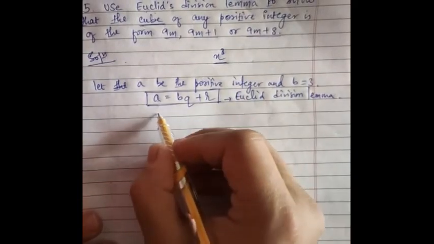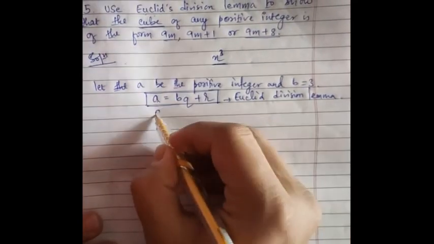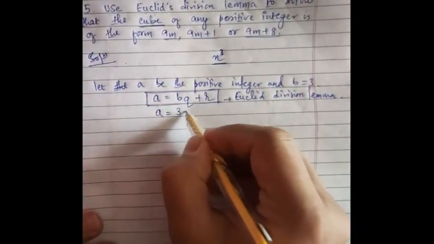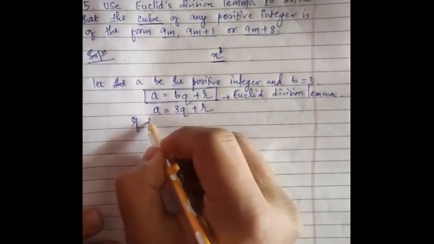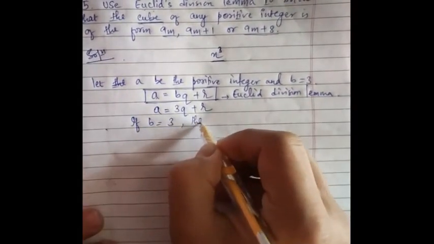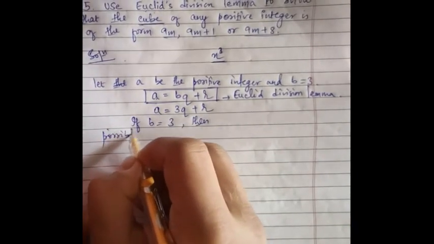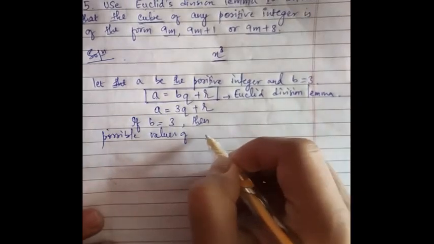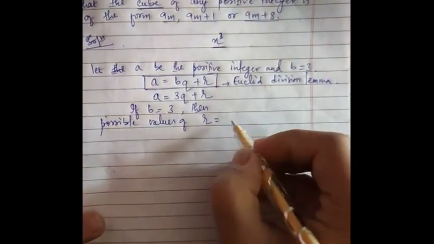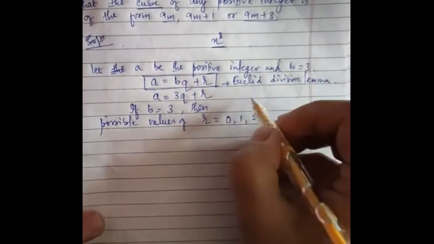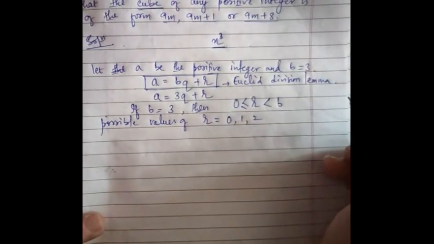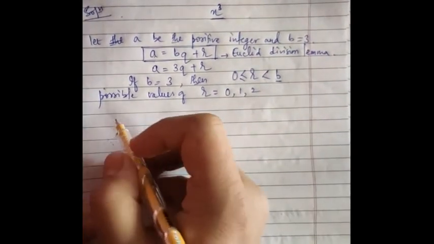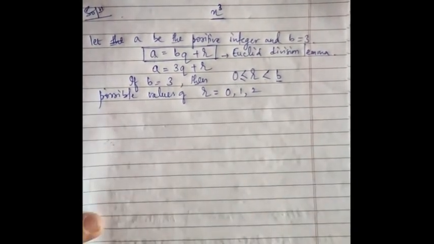Alright, so what they have said is, let a be the positive integer and b be 3. So in case of b we can put here r like this. So if b is equal to 3, then the possible values of r are equal to what? r is equal to 0, 1, 2, because r is greater than or equal to 0 but it is less than b. So if b is 3, then 0, 1, 2 should be the values, isn't it?